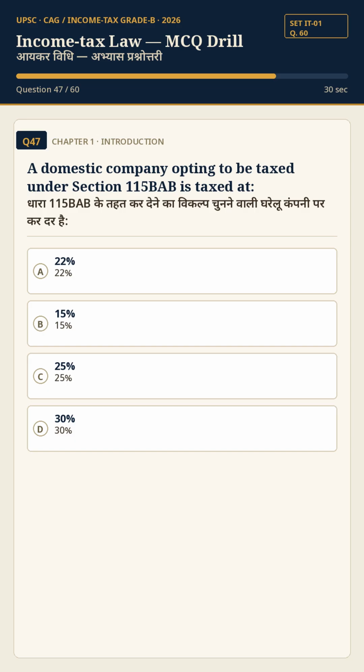Question 47. A domestic company opting to be taxed under Section 115BAB is taxed at: The correct answer explanation. A domestic company opting under Section 115BAB, a new manufacturing company, is taxed at 15%.